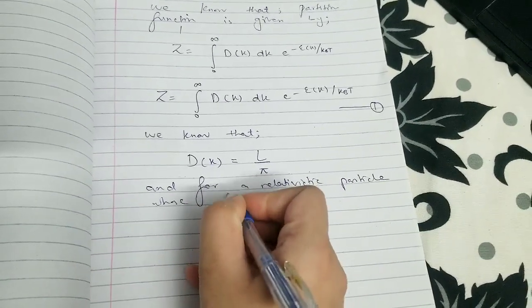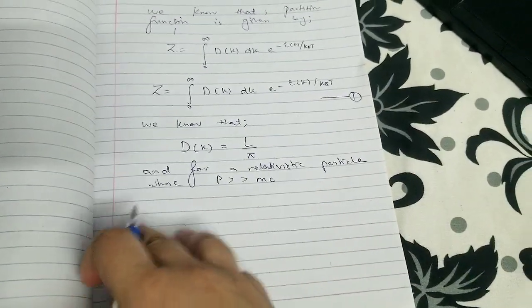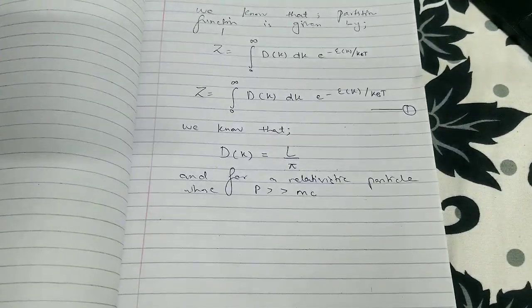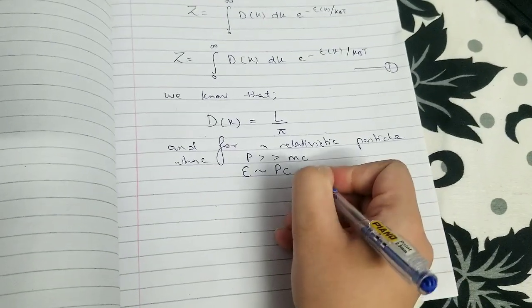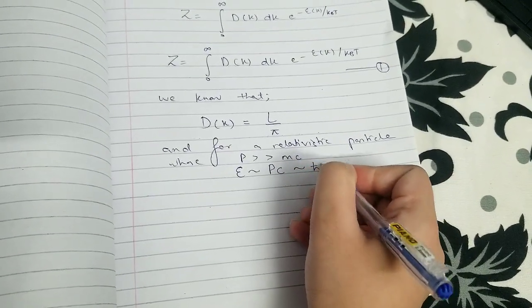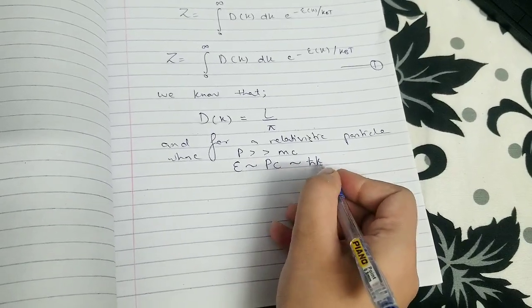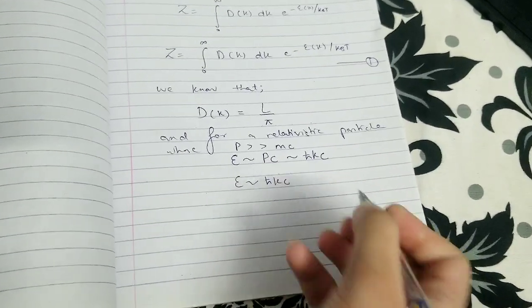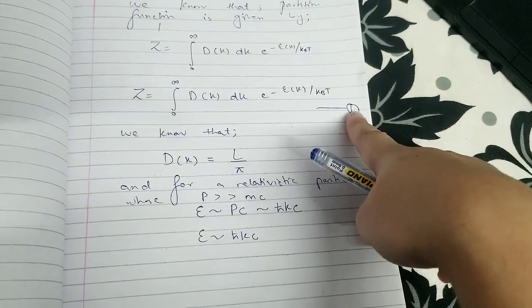And we know that for a relativistic particle whose momentum p is very much greater than mc, that is, whose kinetic energy is much greater than its rest mass energy, its energy is approximately equal to pc. And p is equal to h cut k, so instead of p we write h cut k, and c as it is. So E equals h cut kc is the energy expression that we will insert into expression number 1.